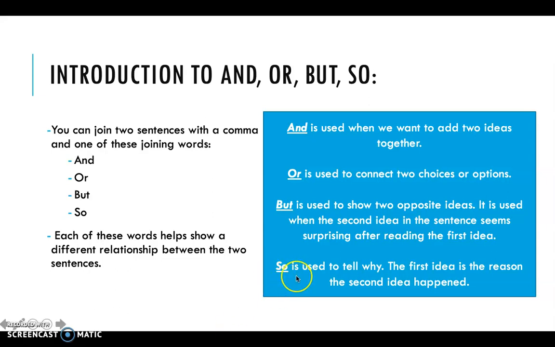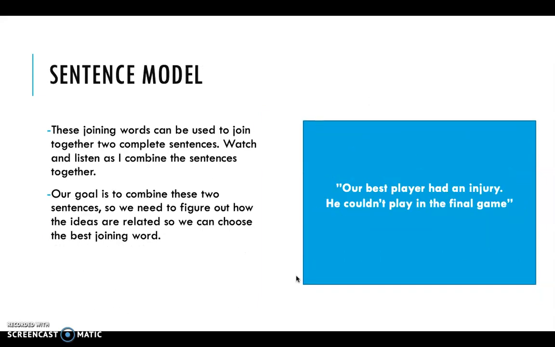The last one, so, it's kind of explaining why. All right? So the first idea is the reason the second idea happened. Cause and effect. Something happened, something else resulted because of that. The pilot had a heart attack on the plane, so Brian had to fly it in the air by himself, right? Cause and effect. So this is sentence modeling. So joining these words can be done. We can combine these two different sentences into one sentence, right? Our goal is to combine them and figure out the ideas, how are they related, and choosing the best words.